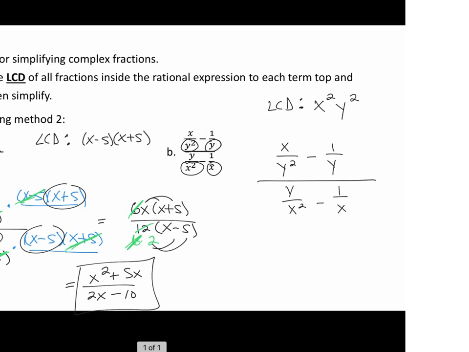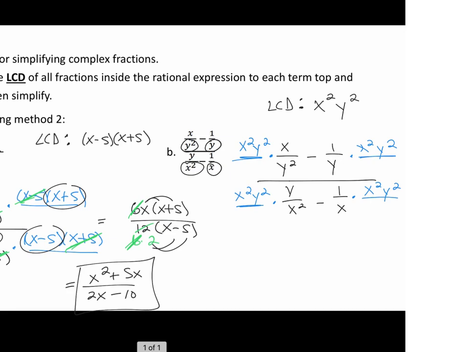And I'm going to multiply that to each term of the expression. So the first term in the numerator part, x squared y squared. The second term in the numerator part, x squared y squared. The denominator part, first term, I'm going to multiply x squared y squared. And the second term in the denominator part, x squared y squared.